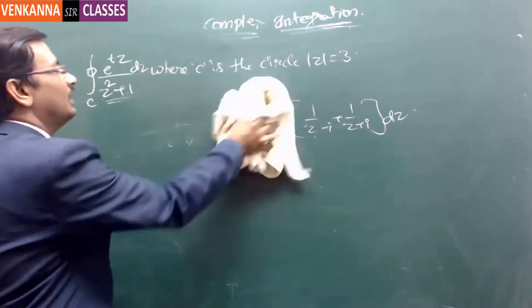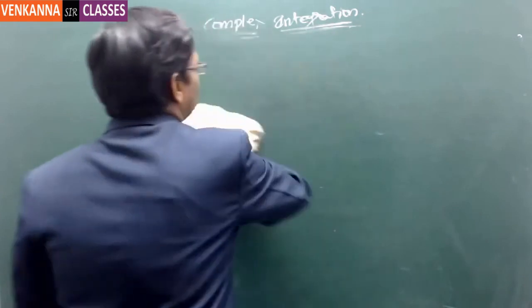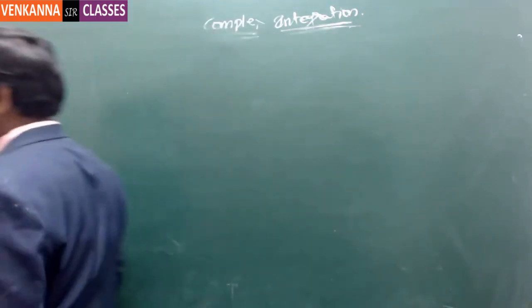So t will be there as it is. Afterwards, you can replace e power it minus e power minus it by 2i with sin t.